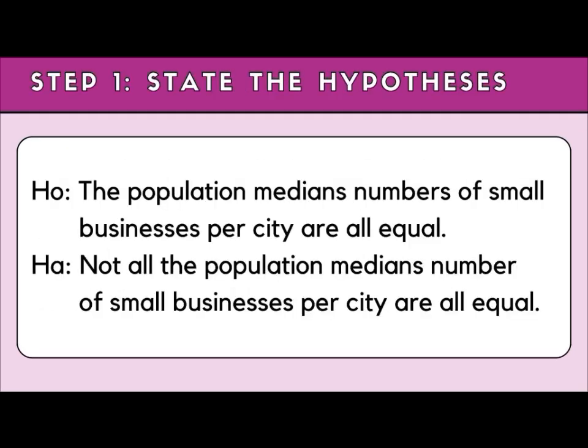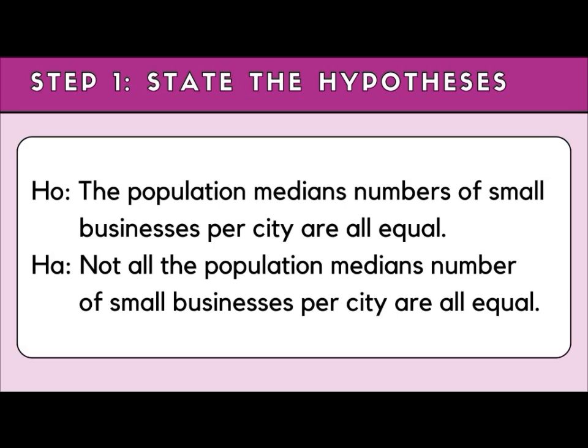Step 1, we need to state the hypothesis. We have here our null hypothesis and our alternative hypothesis. For our null hypothesis, the population median numbers of small businesses per city are all equal. And for our alternative hypothesis, not all the population median numbers of small businesses per city are equal. So what have you noticed? Usually in the null hypothesis it is no or not, right? Thirdly, not all population medians are equal.